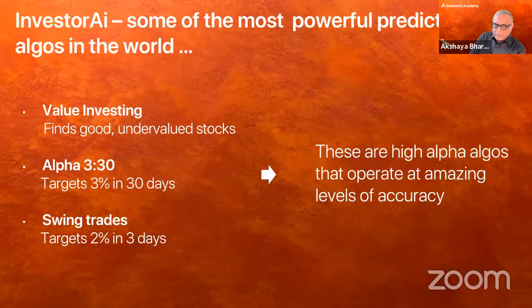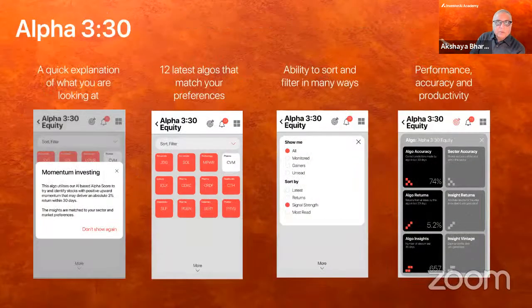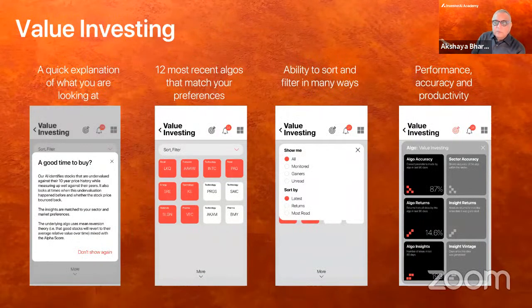There are many, you can press on more at the bottom and see more insights. There are a ton of insights in the system, especially when you go to Alpha 330. If you open all markets, you can have 500 insights. So the ability to filter and sort becomes very important. So we've given you a filter and sort mechanism. You can just drop down and decide what you want.